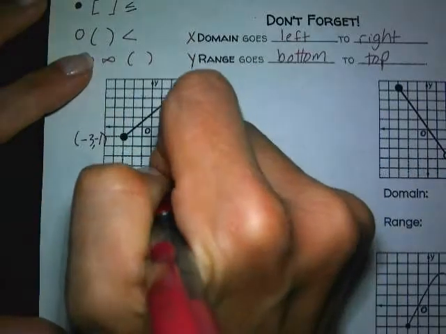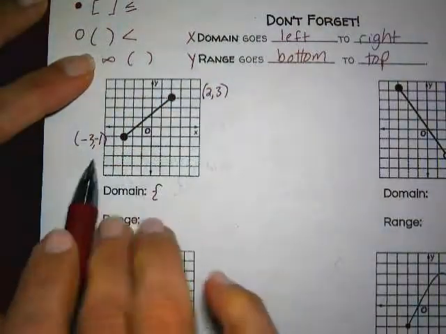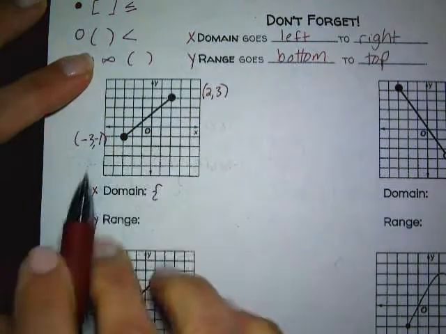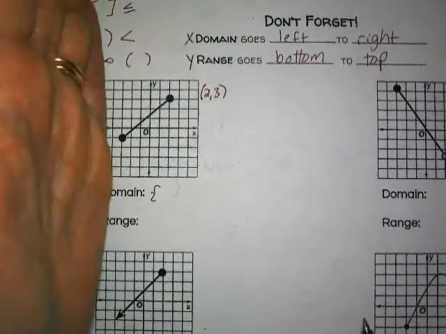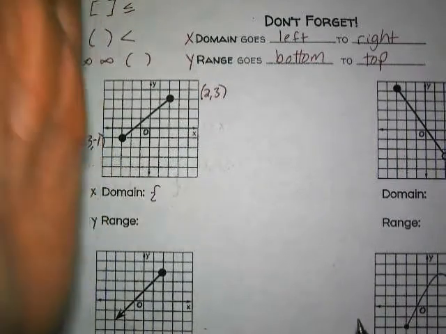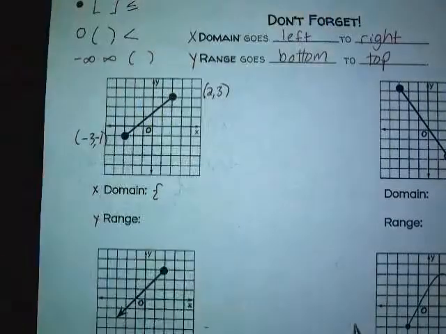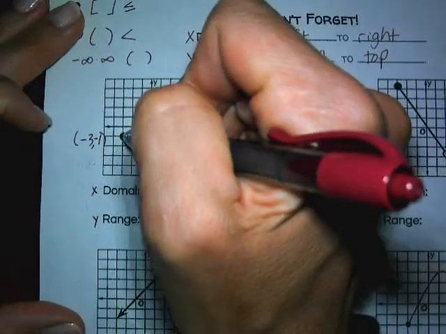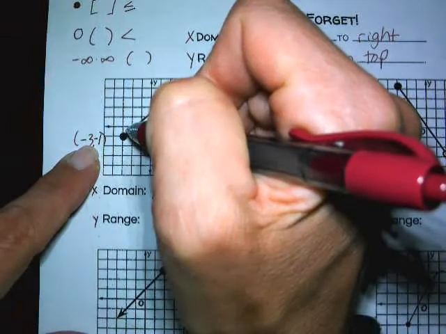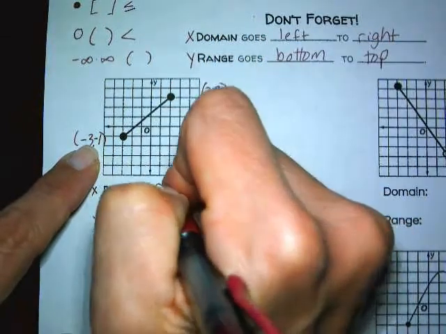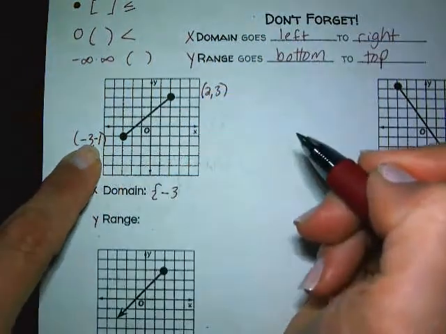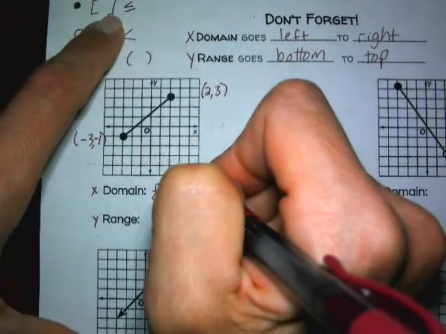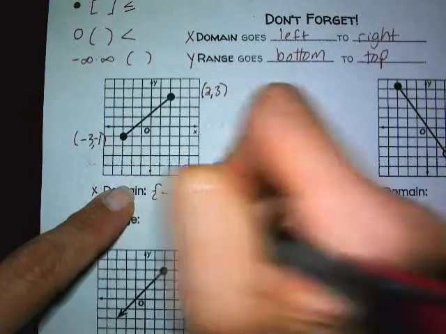Now, we're going to read our domain left to right, and ranges are Y. How far left do our X values start? Remember, we're reading from left to right. Well, they start here at this point. What is this point? This is the X value of negative 3. Now we have a closed circle, so we look back up, and that tells us we're going to use less than or equal to.